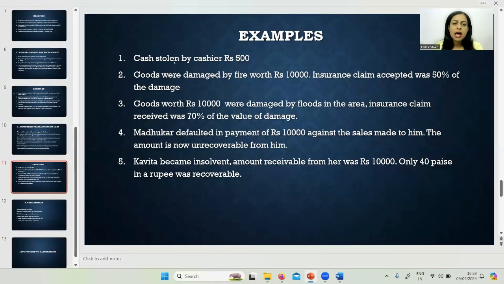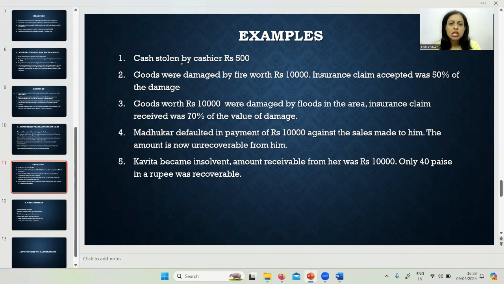Now we are going to take examples on this particular loss we were just talking about. For any loss which is to be considered, we ask what is lost. Is it goods that were lost? Is it cash that was lost? What exactly is lost? And accordingly, we will note down that particular transaction. So let's see how to do it.